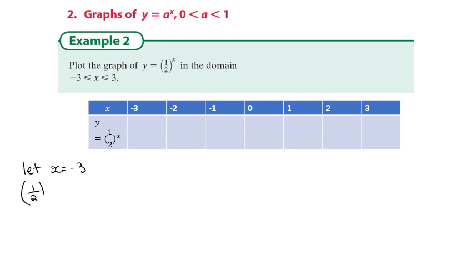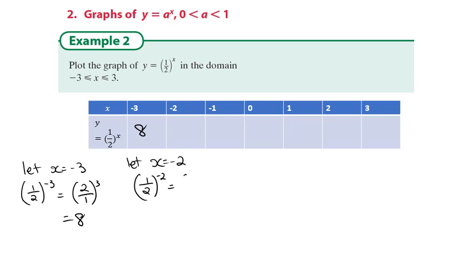So I'd have 1/2 to the power of -3. That minus means that I can get the reciprocal. So that gives me 8. If I let x equal -2, that minus in my exponent means I can flip it. And I get 2 to the power of 2, which is 4. And so on. So I get 2, 1, 1/2, 1/4, and 1/8.